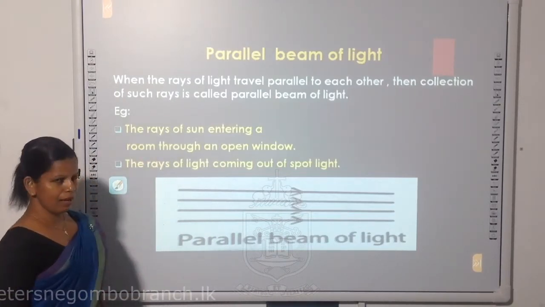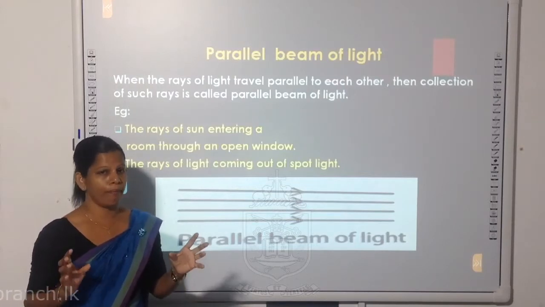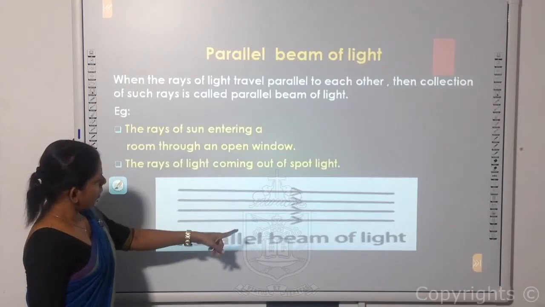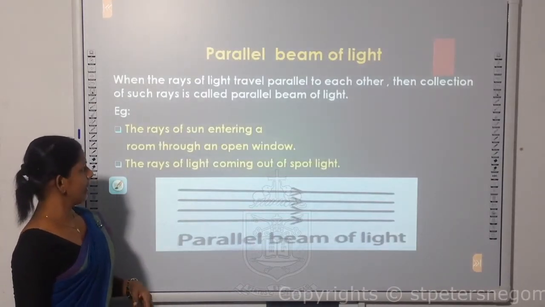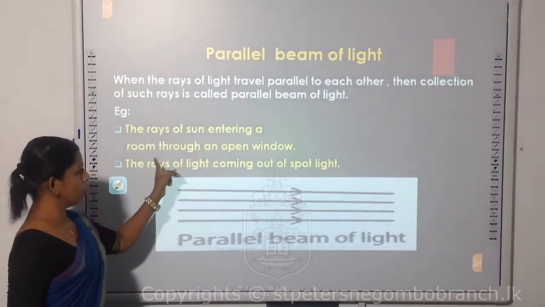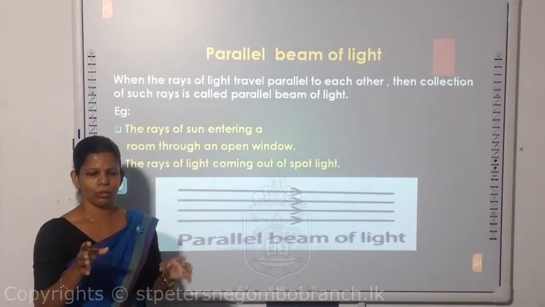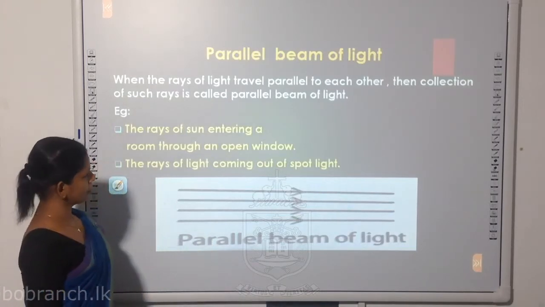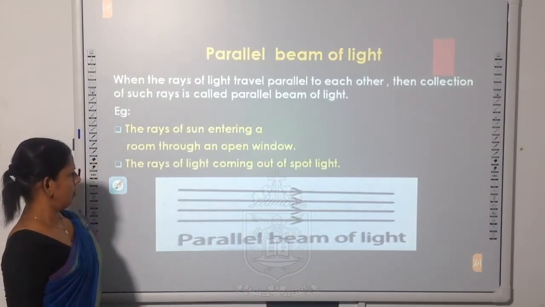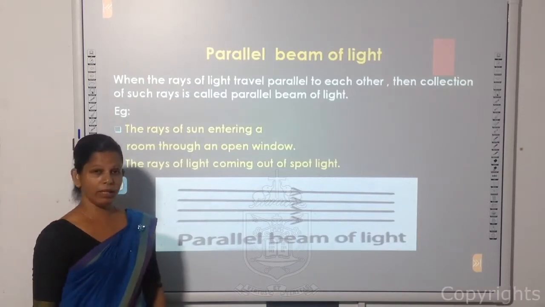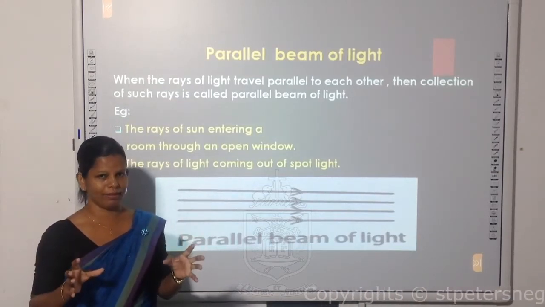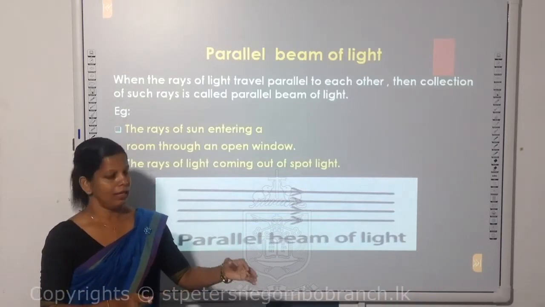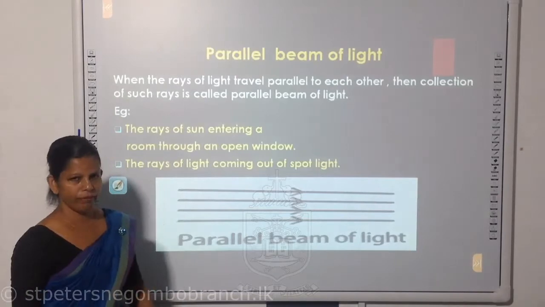So what are the examples where we can see a parallel light beam? First one, the rays of the sun entering a room through an open window. So you can see there is a parallel beam of light. Second one, the rays of light coming out of a spotlight. That is also another example we can consider as a parallel beam of light.